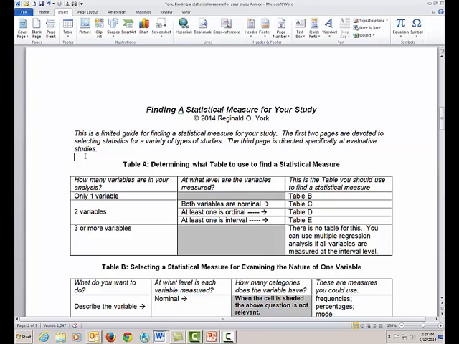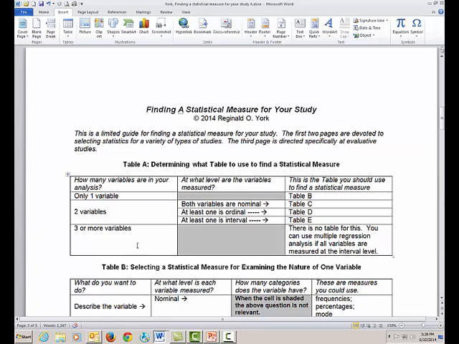So let's look at Table A, which says determining what table to use to find a statistical measure. There are several tables here. So this is the first thing to look at. On your left here, how many variables are in your analysis? The very left column for Table A. As you go down that column, you'll see that the first option there is only one variable. Then you have two variables. Then you have three or more variables. Those are the three major options there. And as you can see, the next column asks at what level are the variables measured.